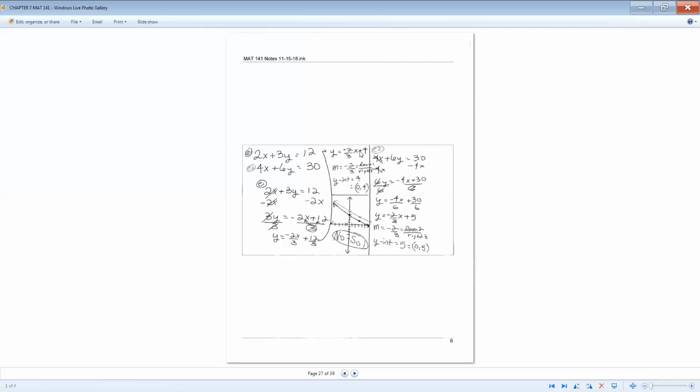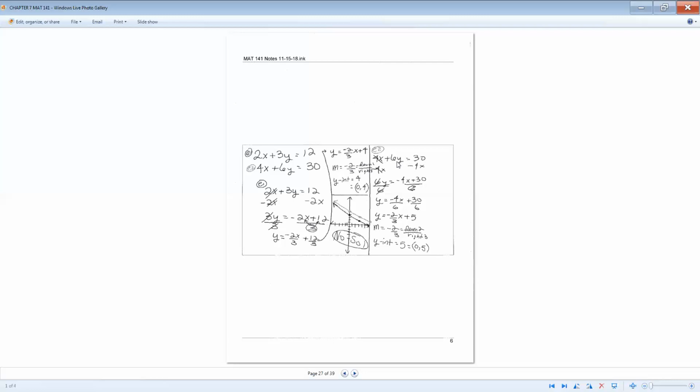So if I decide to use my slope method, not intercept method: last time I decided to graph using the XY chart. This time I'm graphing using my slope method. -2/3 is my slope, so I'll go down 2, right 3. My y-intercept is 4, so the ordered pair would be 0, 4.